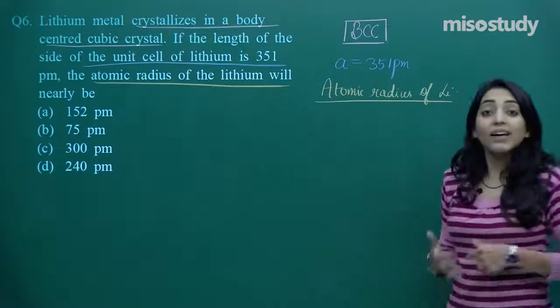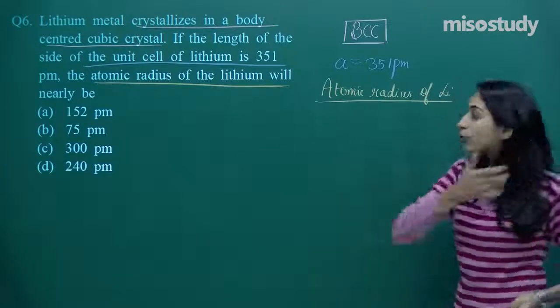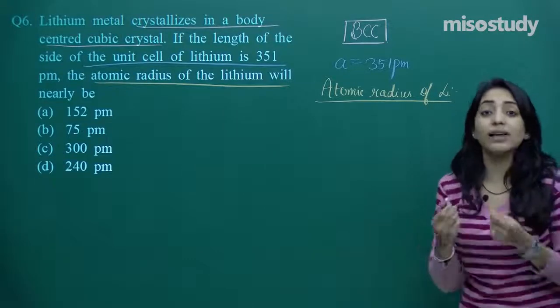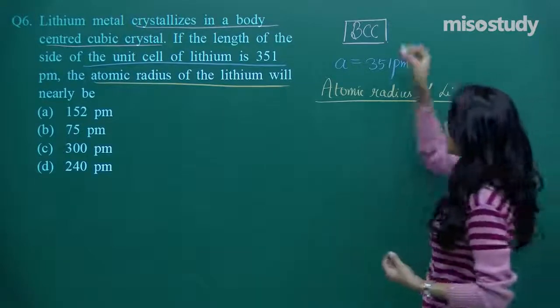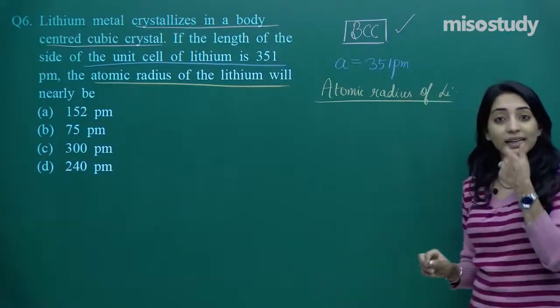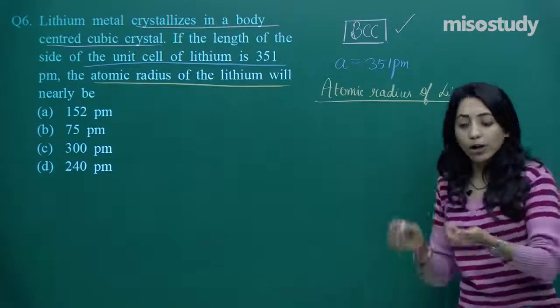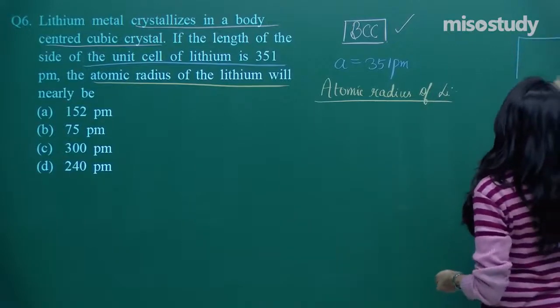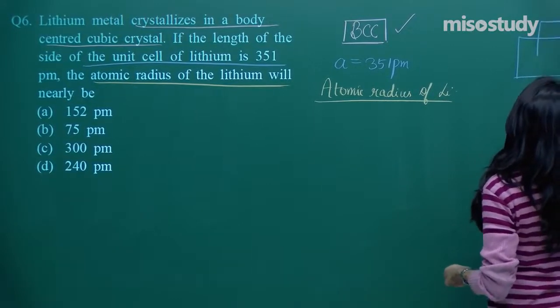But again and again in every question, they would have used these formulas, like what is the body diagonal, what is the length of face diagonal. Now here he simply says it is a body-centered cubic unit cell. And if it's a body-centered cubic unit cell, I will again draw the same diagram. So I will simply consider a cube.